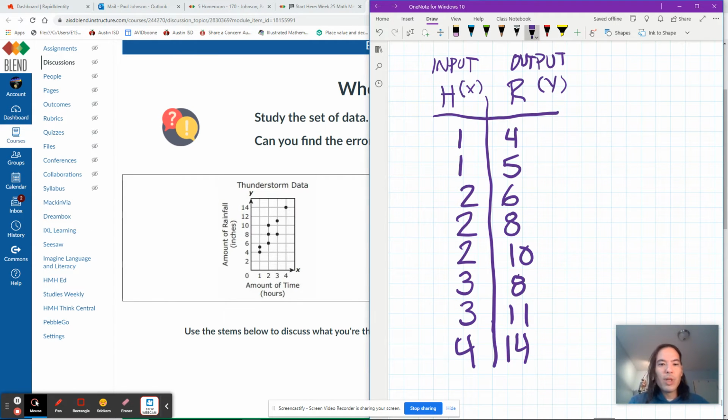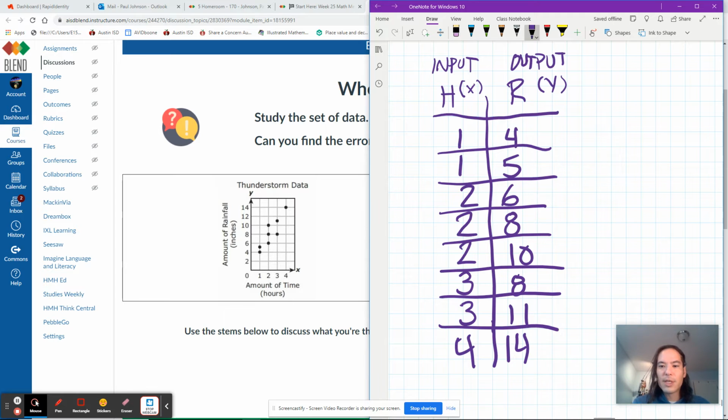Let's count our plot points: 1, 2, 3, 4, 5, 6, 7, 8. Then let's count our data: 1, 2, 3, 4, 5, 6, 7, 8. All of it is represented now. When it rained for 1 hour, it rained 4 inches. The next time it rained 1 hour, it rained 5 inches. When it rained for 2 hours, they got 6 inches once, and 8 inches another time. Every time it rains a certain amount of time, we don't get the exact same amount of inches, because sometimes it rains harder and sometimes it doesn't. Sometimes it sprinkles, sometimes you have a thunderstorm.